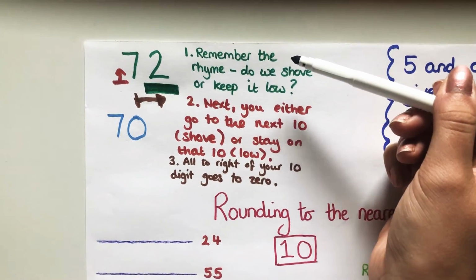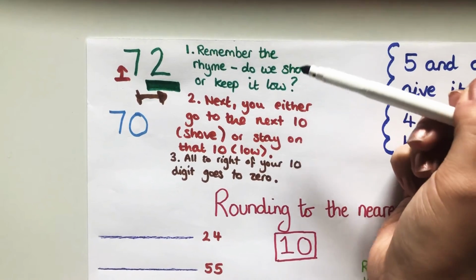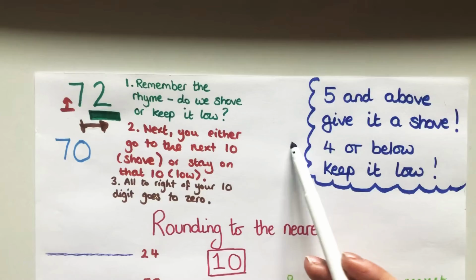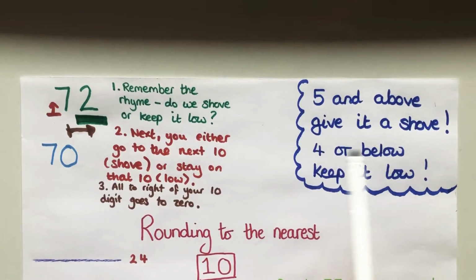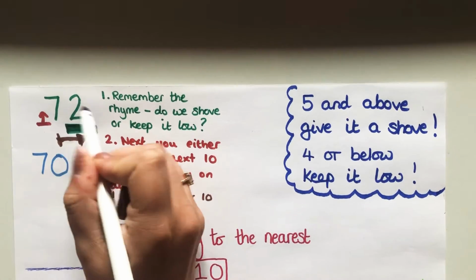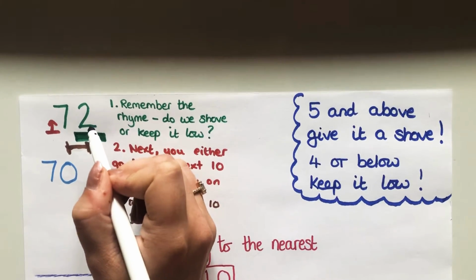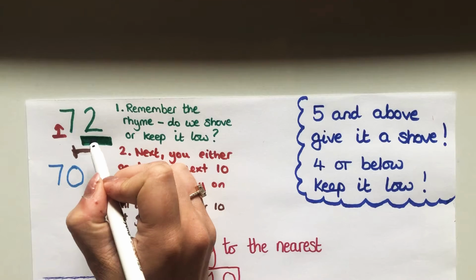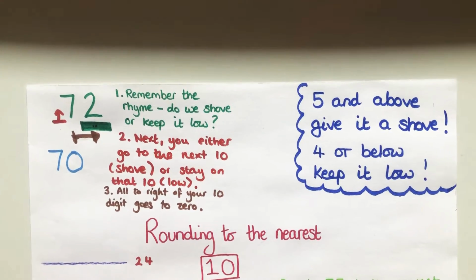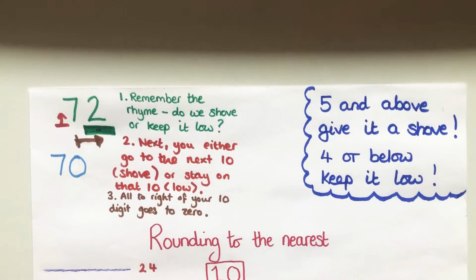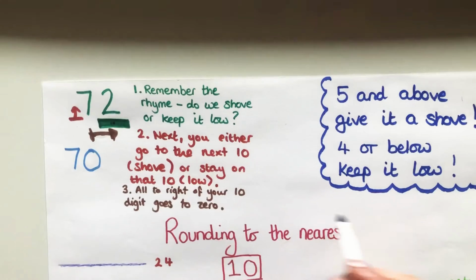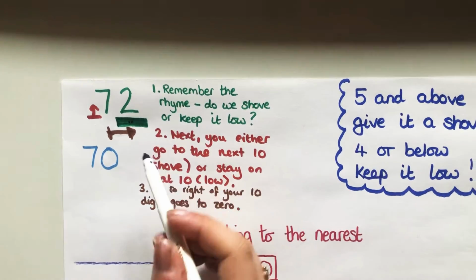Now my first step here is remember the rhyme. Do we shove or keep it low? So again, the rhyme. 5 and above, give it a shove. 4 or below, keep it low. So we are going to look at the digit next to our tens, to the right of it. So we're looking at our 2. Now is our 2 5 and above or 4 and below? That's right, it's below 4, so we are going to keep it low.